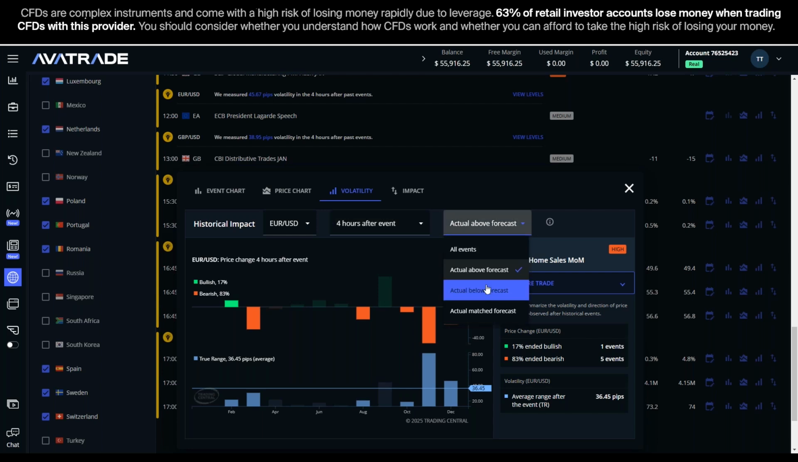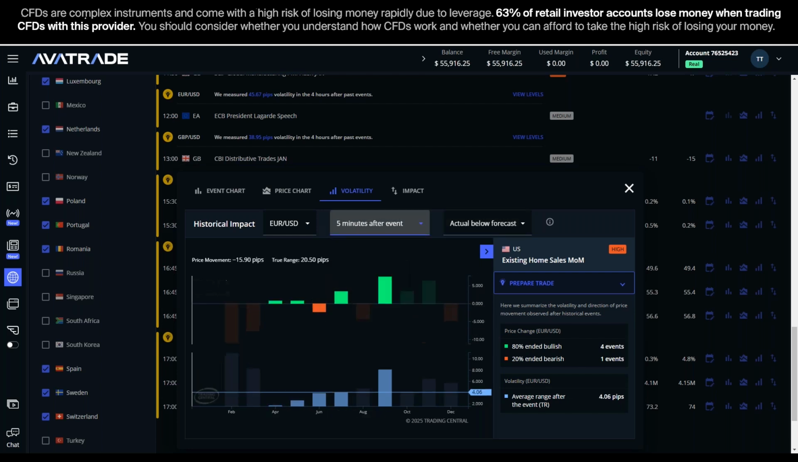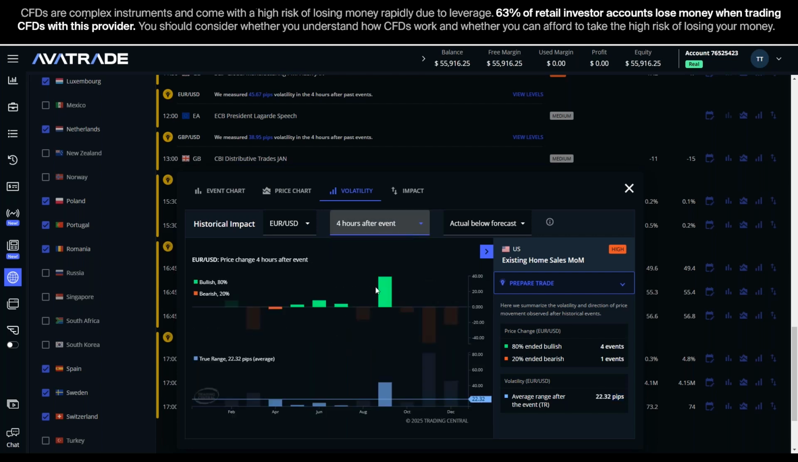What if it comes in below forecast? Worse than expected news? Look, it's the exact opposite result. 80% of the time it goes up with only one downward movement. The rest of the movement was up. In the first 5 minutes, one went down. Average range movement, only 4 pips in the first 5 minutes. So not a quick reaction. You have 5 minutes, it only moved 4 pips, average range movement. After 4 hours, we're looking at 22 pips average range movement.